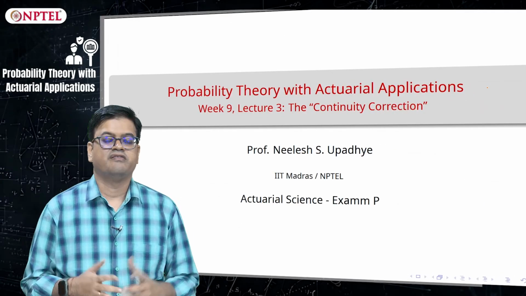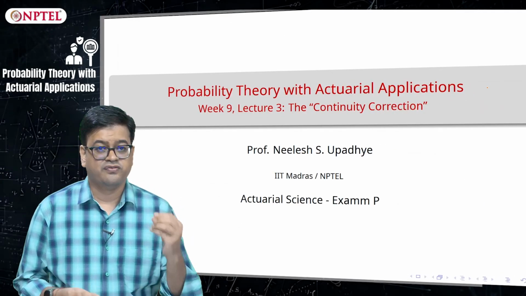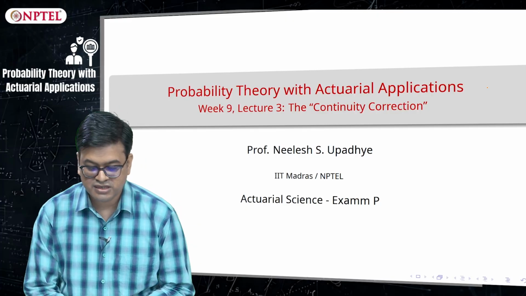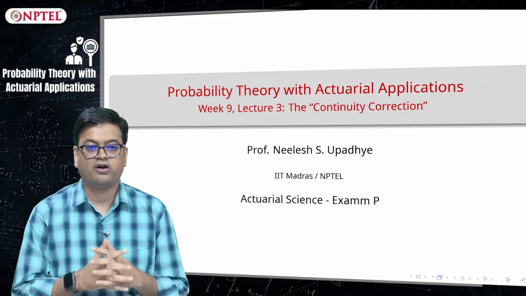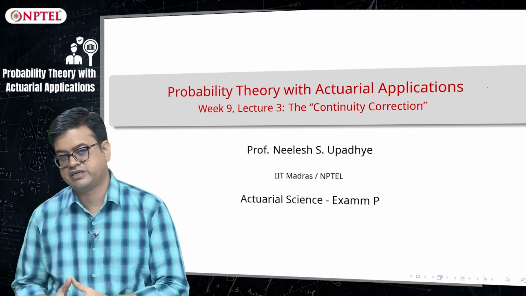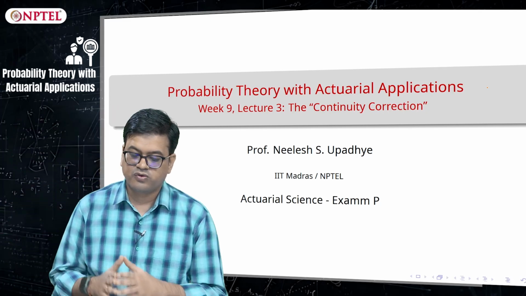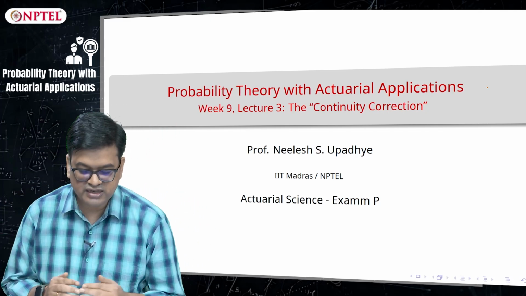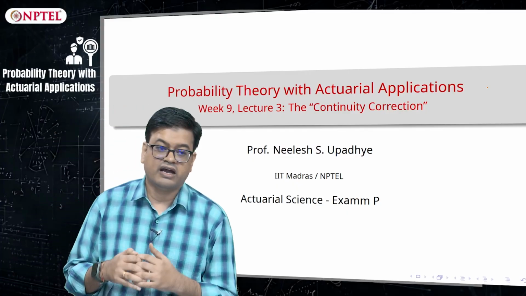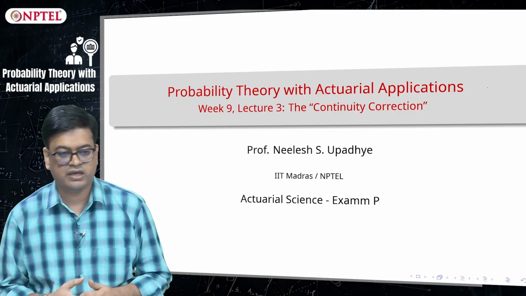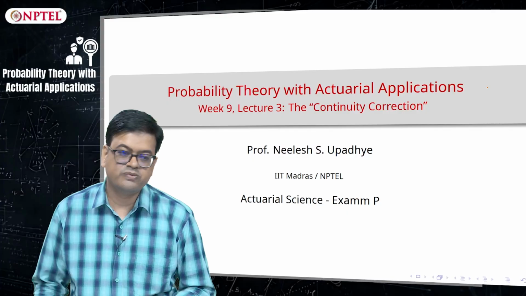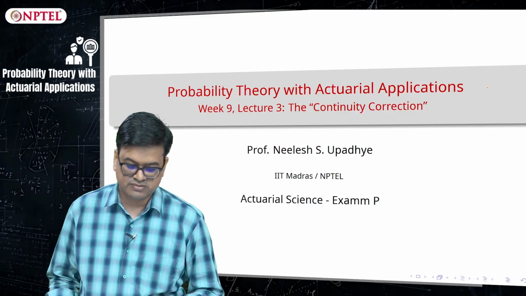Welcome back. Today will be the most interesting lecture, week 9, lecture 3 on probability theory with actuarial applications. We will settle the problem of approximation of discrete random variables by continuous random variables, and therefore understand the philosophy behind giving this continuity correction and how to use it flawlessly. So, let us set the context by asking why do we require continuity correction.